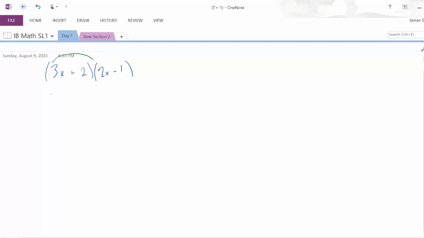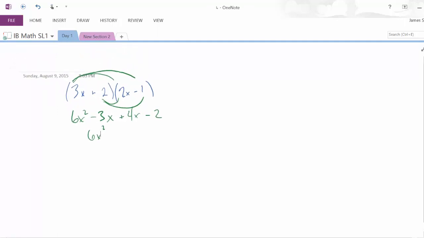and do 3x times 2x, 3x times negative 1, two times 2x, and finally 2 times negative 1, and combine like terms. And we have this. Now I'm going to propose a different way of doing this.